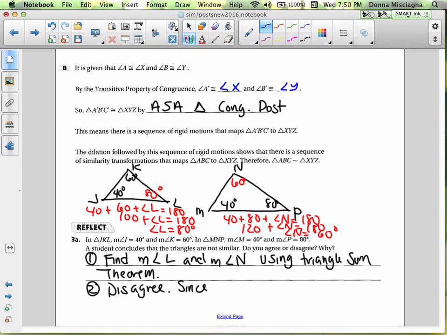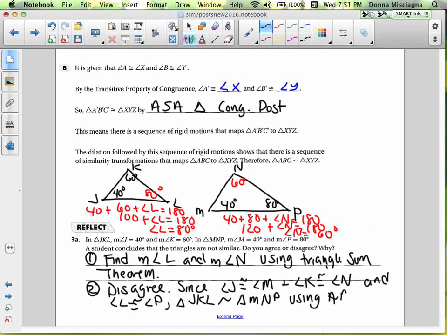Since angle J is congruent to angle M, and angle K is congruent to, actually, let me do the ones we'll use that one first. And angle K is congruent to angle N, and angle L is congruent to angle P. Triangle JKL is similar to triangle MNP using the angle-angle triangle similarity postulate. Right?